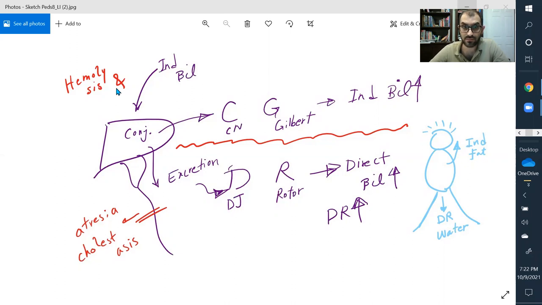There are some syndromes that always bothered us, bothering us in the exams. Let's think about them once and get over them forever. There are two syndromes, two by two, matched with each other. There is Dubin-Johnson and Rotor, DNR, giving me direct hyperbilirubinemia because they have a problem with the excretion of the bile.